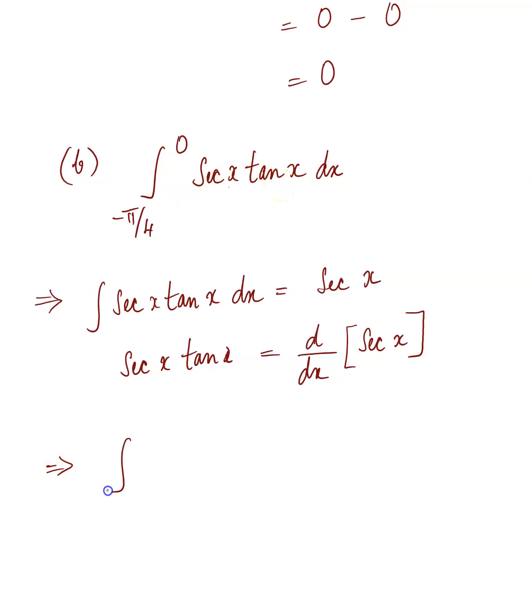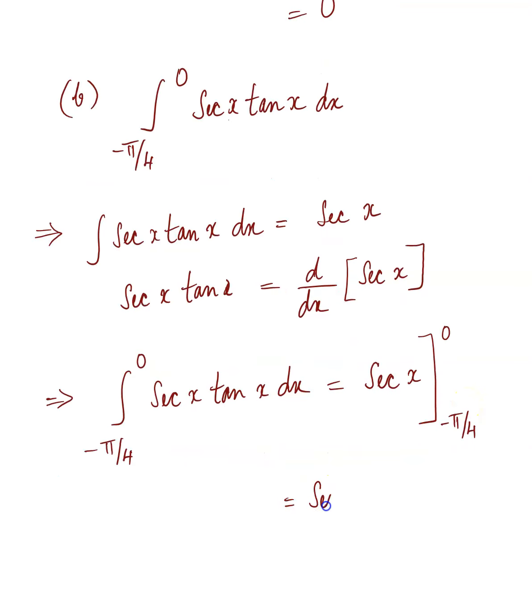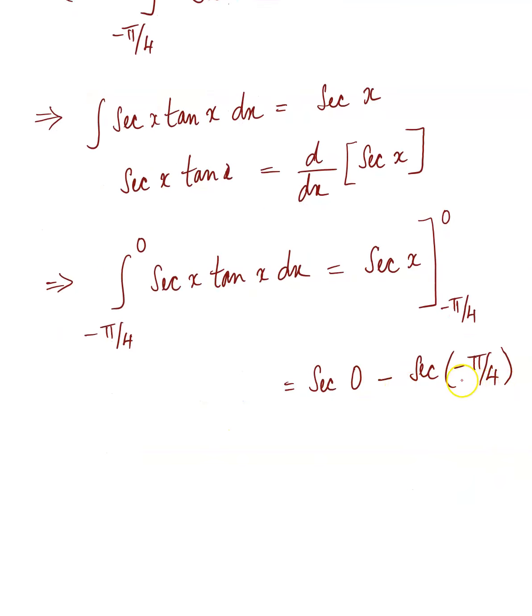So this implies the integral from negative pi over 4 to 0 of secant x tan x dx is this capital F of x, in this case, secant x, evaluated from negative pi over 4 to 0. So now we evaluate it from upper limit minus the lower limit. And remember, the lower limit has a negative. There's a negative in the problem and the formula. There's a negative in the substitution, so watch out for that.